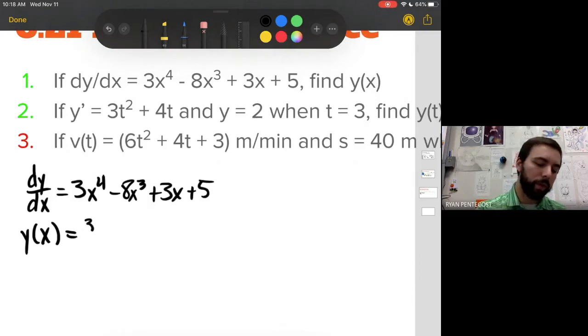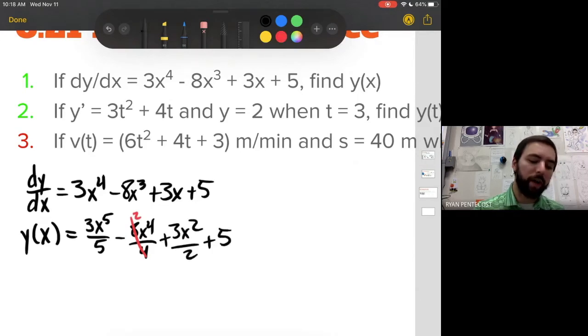So we will take 3x to the 5th over 5, just add 1 to the exponent and divide, minus 8x to the 4th over 4. We can see that that's going to go to 2. Then you've got 3x squared over 2 plus 5x.